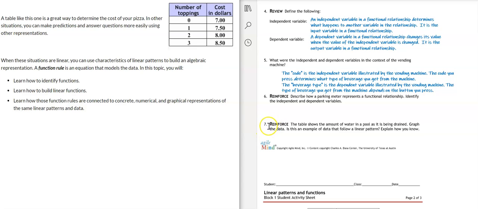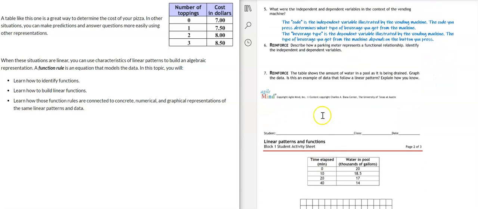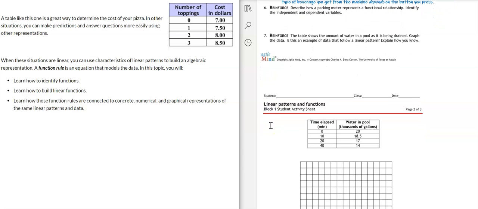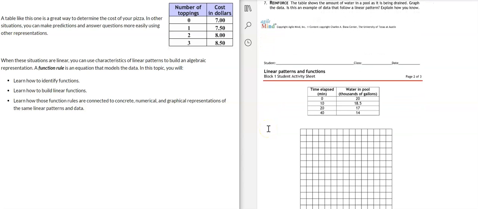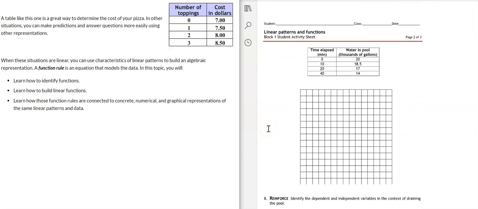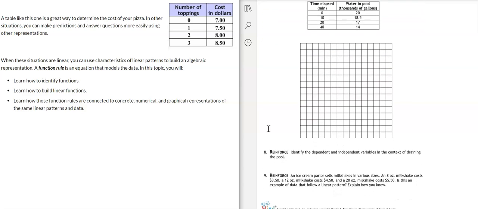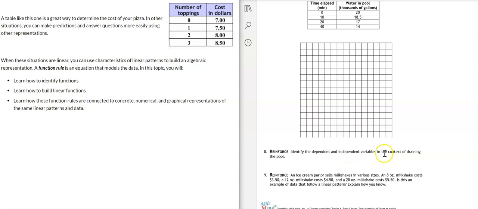For question 7, the table, which you'll see as I scroll down, shows the amount of water in a pool as it is being drained. Graph the data. Is this an example of data that follows a linear pattern? Explain how you know. So make sure you're answering these questions in your book because you will need to answer them in the forms document. Question number 8 says to identify the dependent and independent variables in the context of draining the pool.